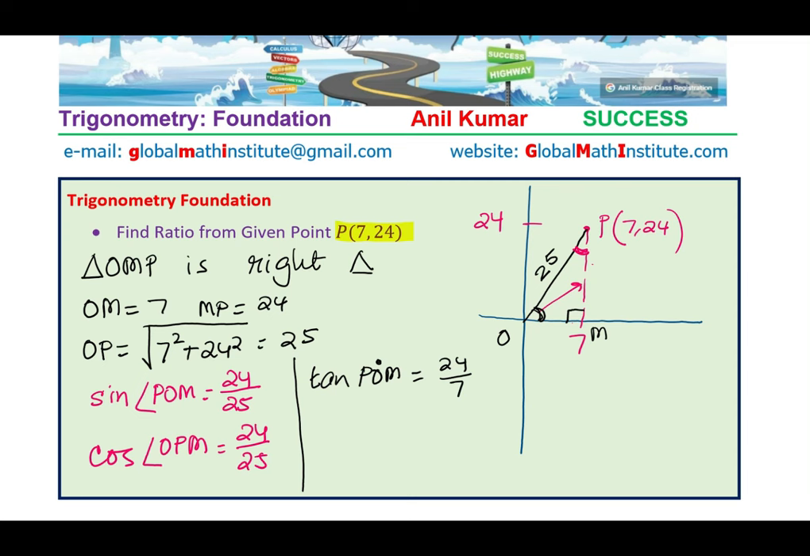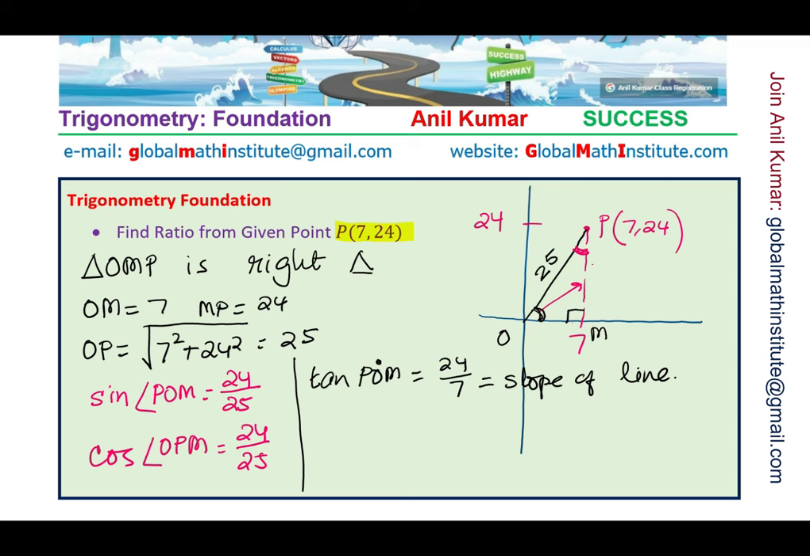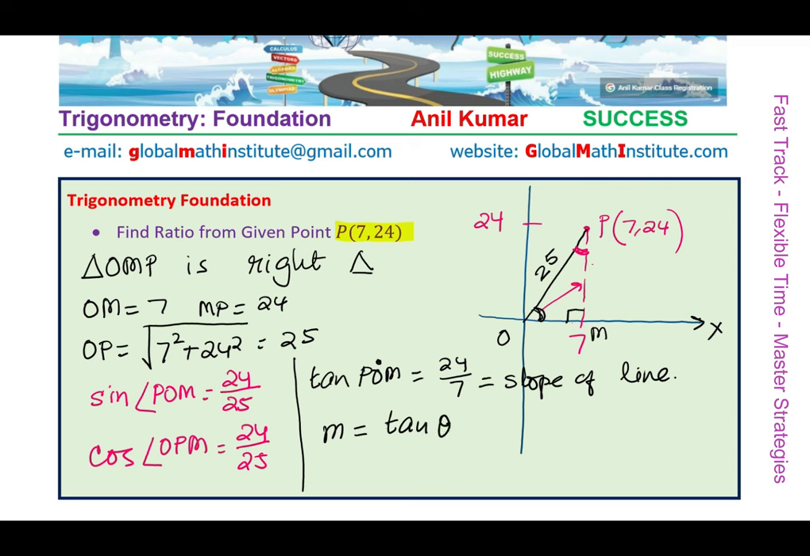Now for a line, 24 over 7 is also the slope of the line. So this value, tan of the angle a line makes with the x-axis, is also the slope, right? So what we have just done is relate trigonometric ratios with algebra, right? The slope of a line, m, is equal to tan of the angle, let's say theta, which is rise over run. So in a way, all things are connected.